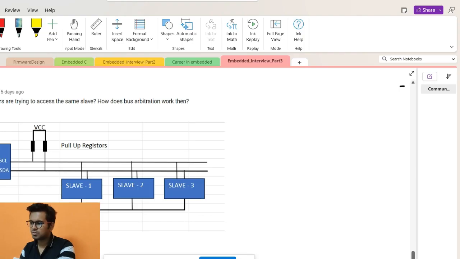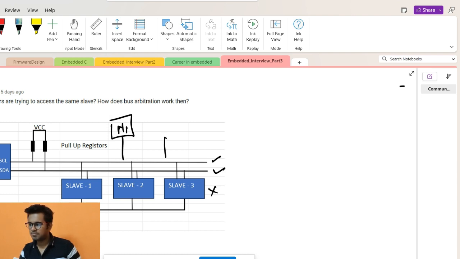So the question is, what if two masters are trying to access the same slave? How does bus arbitration work then? First, let's understand what happens. The slaves are connected to the two common lines. The slave doesn't care which master is sending. Suppose you have two masters, M1 and M2. It doesn't matter which master is sending the data, as long as the data is for slave 3, the slave will receive it.